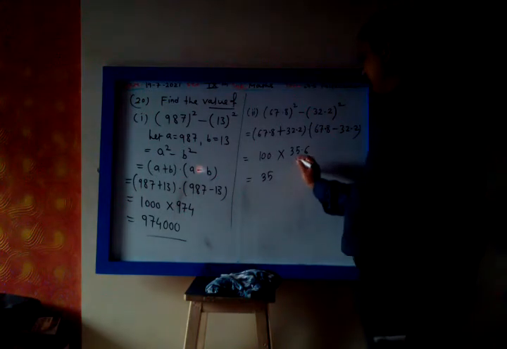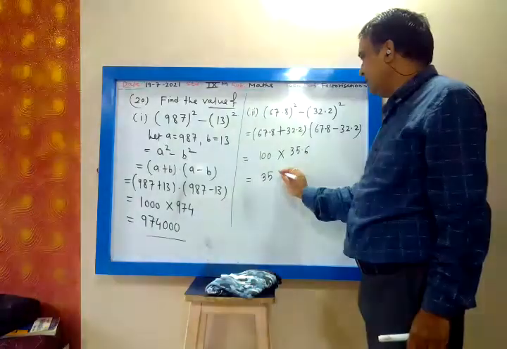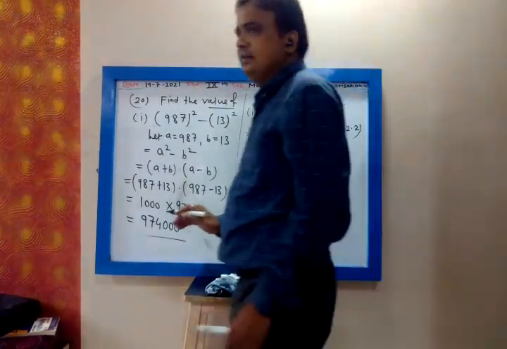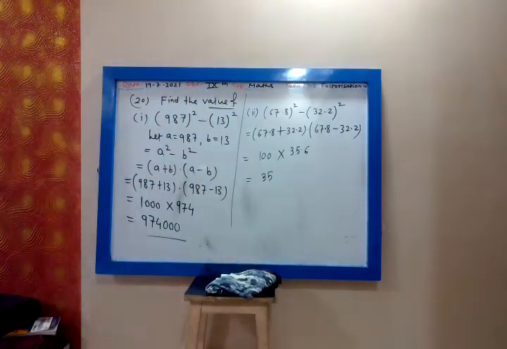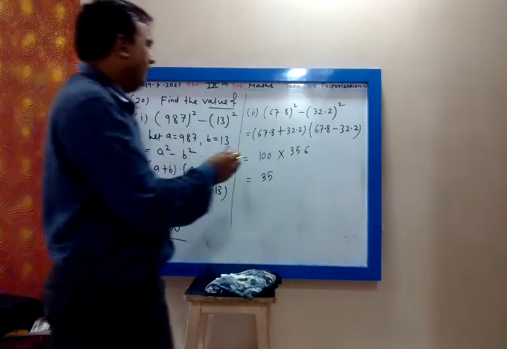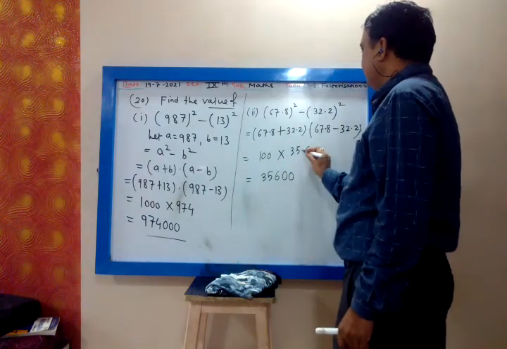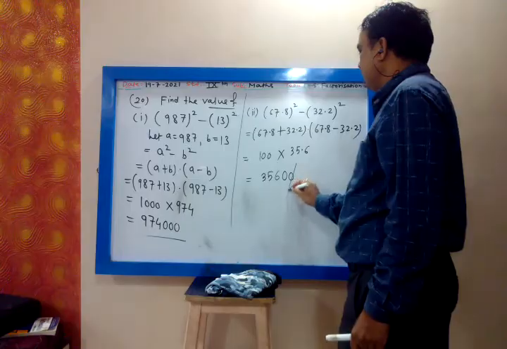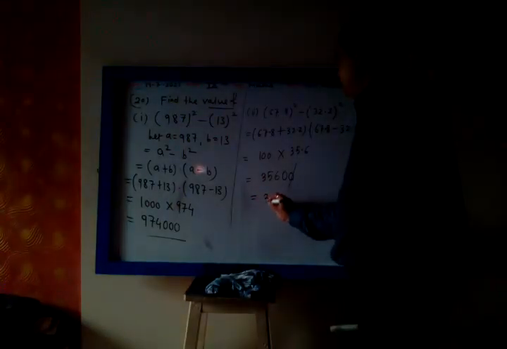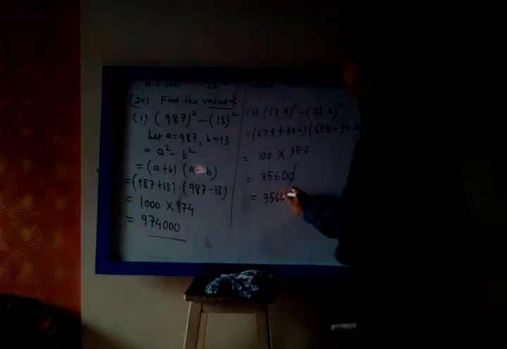Okay? So 35.6. Electricity has come. So we write 35600, then there is a decimal. After the decimal there is one digit, so cancel one 0. That is 3560. 3560.